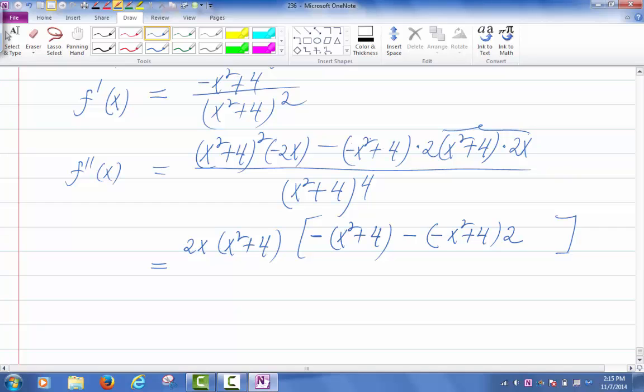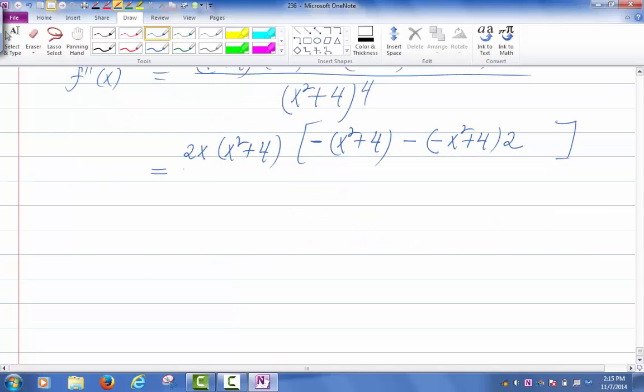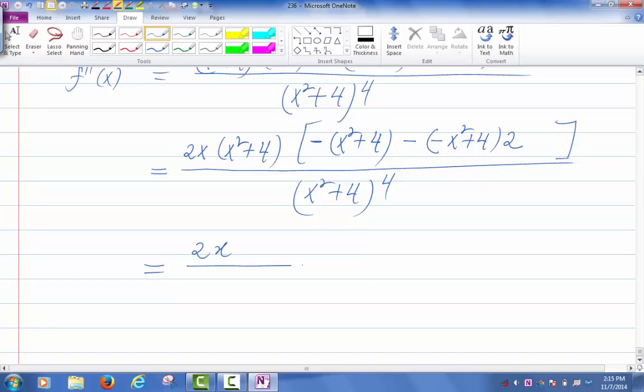Okay, so what am I getting then? The denominator is still (x squared plus 4) to the 4. And now notice that the denominator, (x squared plus 4) to the 4, and the x squared plus 4 in the numerator, we can combine them, and I would write (x squared plus 4) to the what?